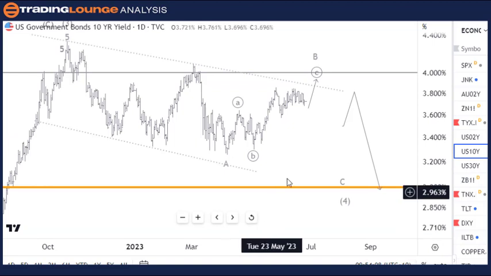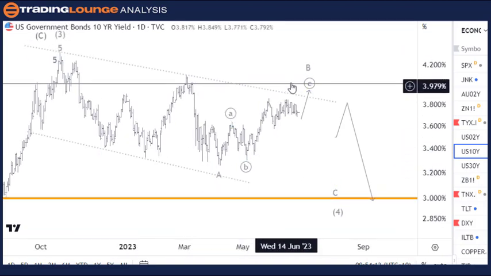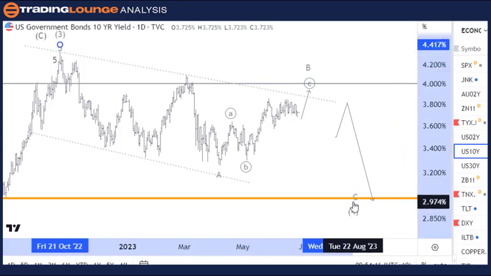Just coming back to the 10-year yields, I'm thinking this is still the A wave here, ABC for the B wave, and down for the C wave here. Will we make a new high? That's the question.